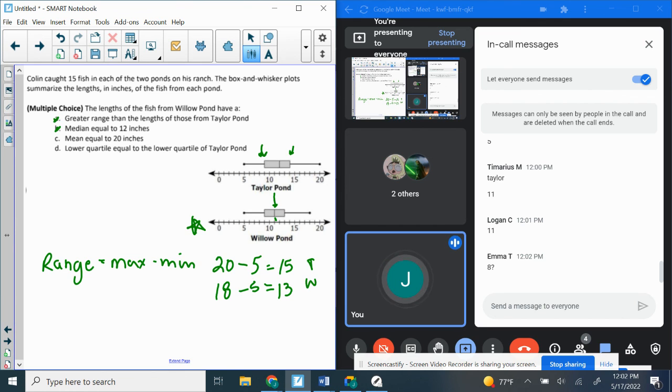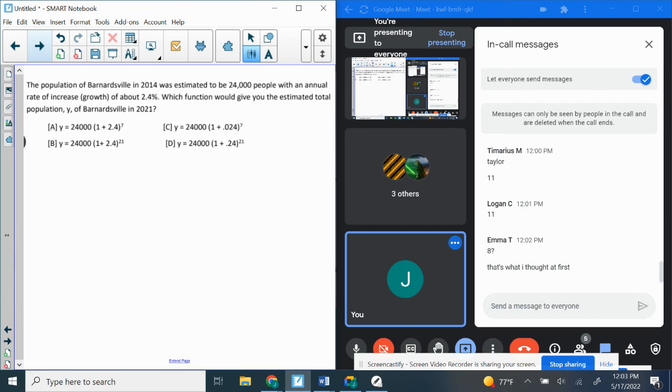6, 7, 8, 9. But I think you have the general right idea, Emma. So from 5, and then we count in 6, 7, 8, 9 is Willow, and 5, 6, 7, 8, 9 is Taylor. But either way, they're both in the same place. So our best answer is going to be D. Good, good. Awesome.